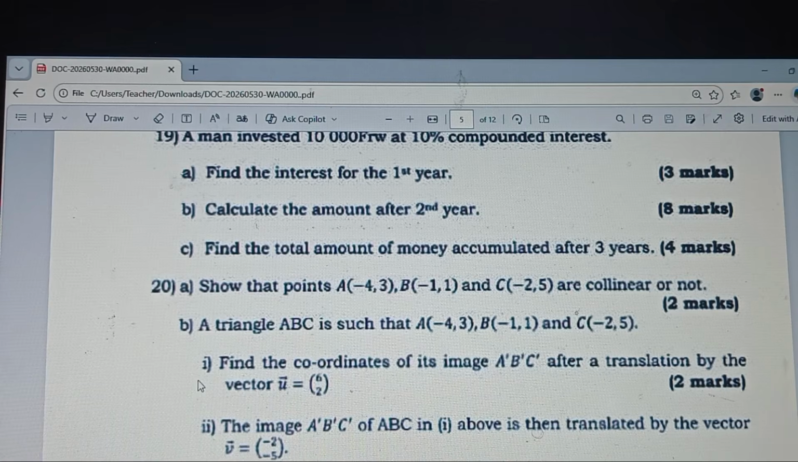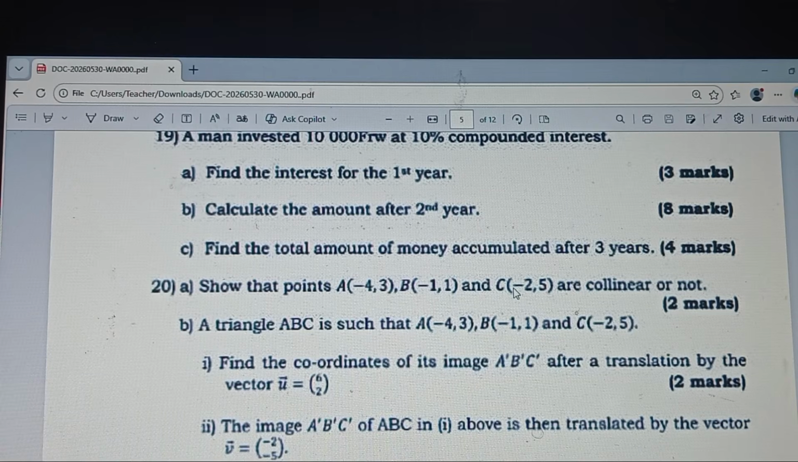Yes, please. First, they give us the points. We are asked to check whether they are collinear. When you check whether they are collinear, it means that when you plot the graph, you get a straight line. It means that the points are collinear. Or you find vector AB and vector AC.